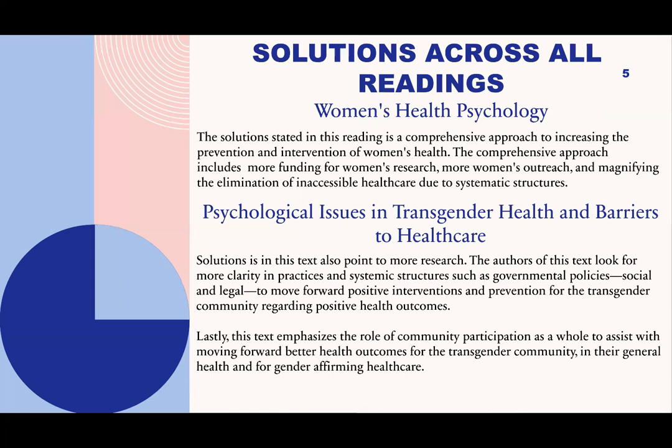So the solution to the third reading, nicknamed Women's Health Psychology, the solution stated in this reading is a comprehensive approach to increasing prevention and intervention of women's health. The comprehensive approach stated includes more funding for women's research, which is, I suppose, repetitive in the design for solutions in this presentation. Comprehensive approach includes, like I said, more funding for women's research, more women's outreach, and magnifying the elimination of inaccessible healthcare due to systemic structures.